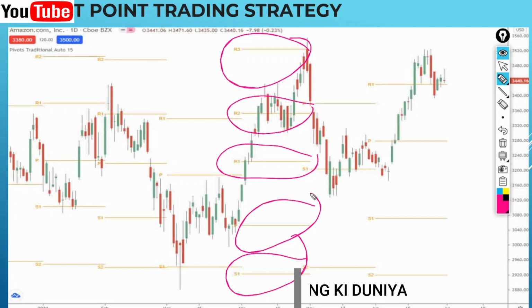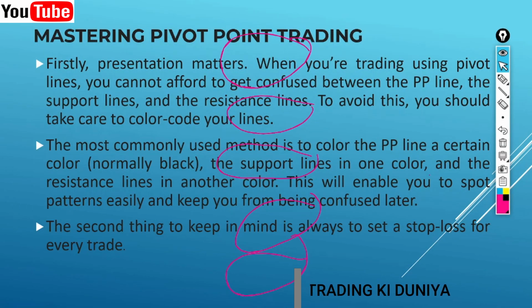So this is basic. You need not calculate the pivot points. They are readily available in tradingview.com, or if you are using Zerodha or any other trading platform, they are readily available. So now let me move forward. Yeah. So let us master the pivot points.